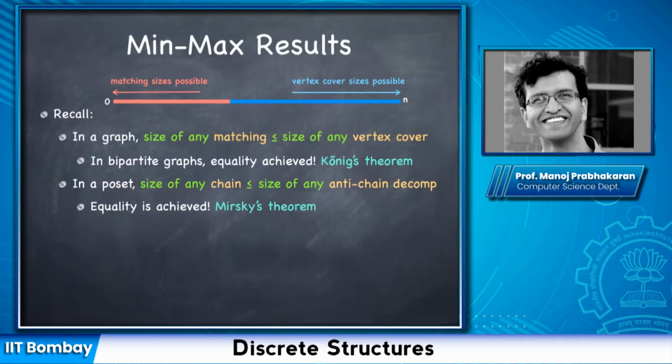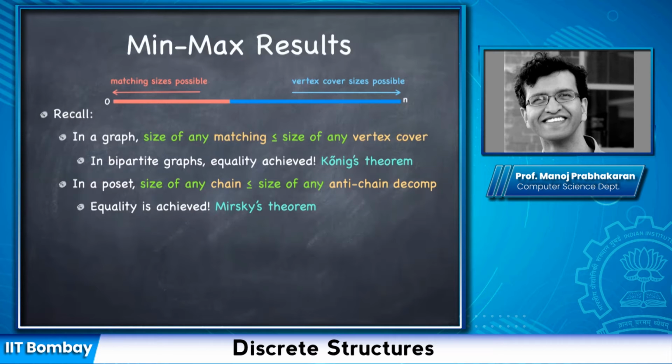Okay, and this was called, so this was a simple observation, but then there was a tighter relation saying that in fact equality is achieved. There is a chain and an anti-chain decomposition which are of the same size. So the size of the largest chain in fact equals the size of the smallest anti-chain decomposition.